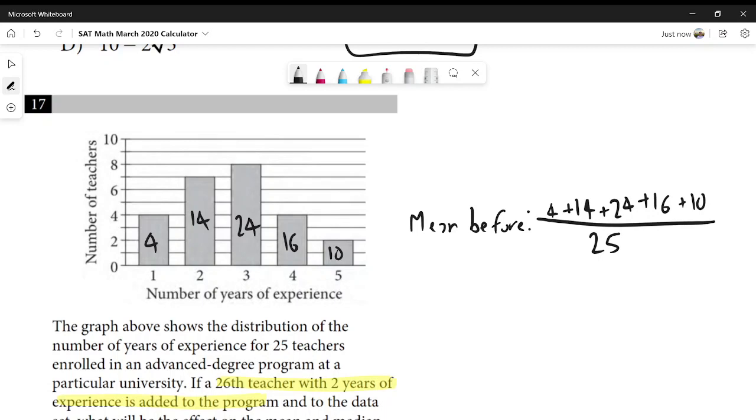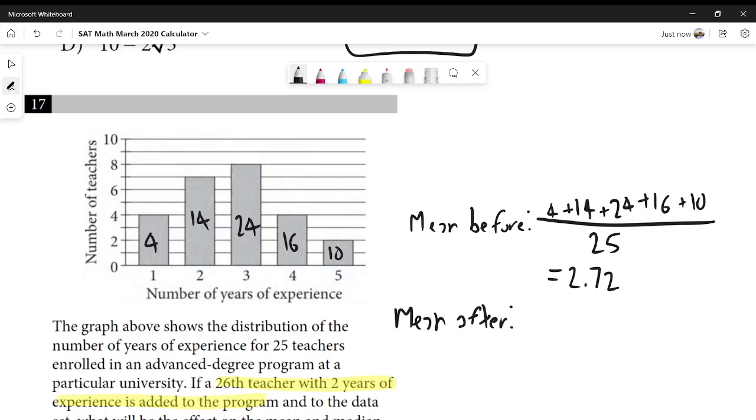And then if I put that into my calculator, I get 2.72. And so that's the mean before the new teacher is added. But now we want to find the mean after the teacher is added.